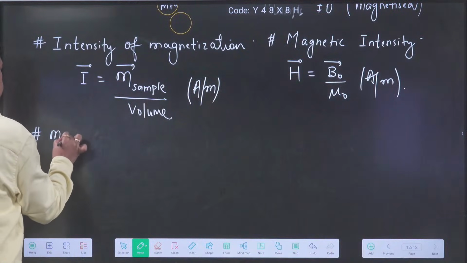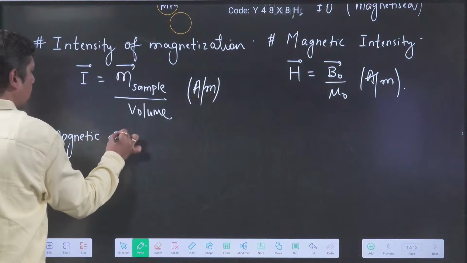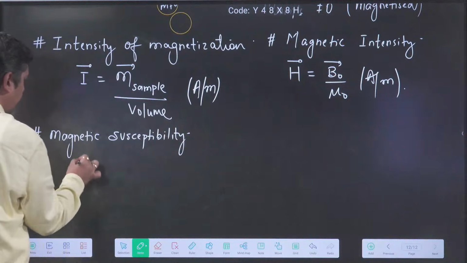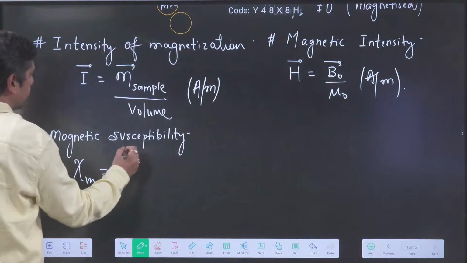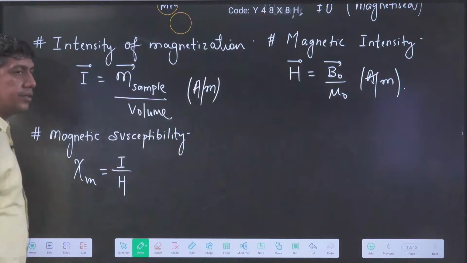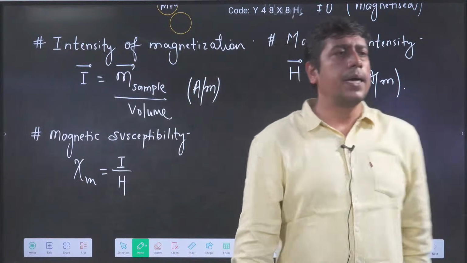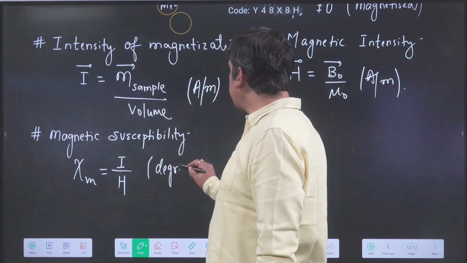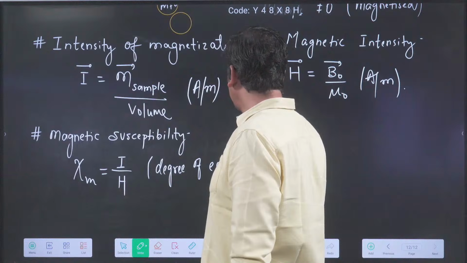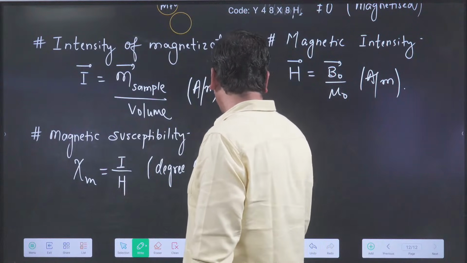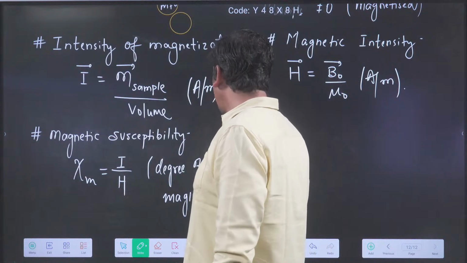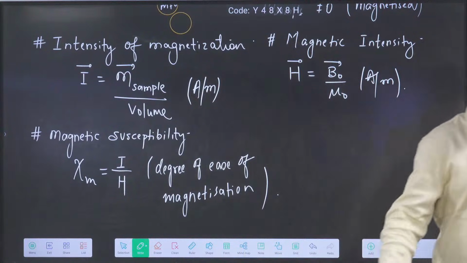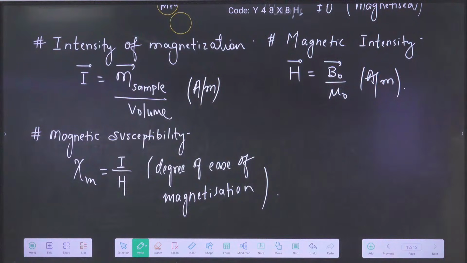Next term is magnetic susceptibility. Psi m is written as I by H. It tells us about the degree of ease of magnetization. Degree of ease of magnetization.